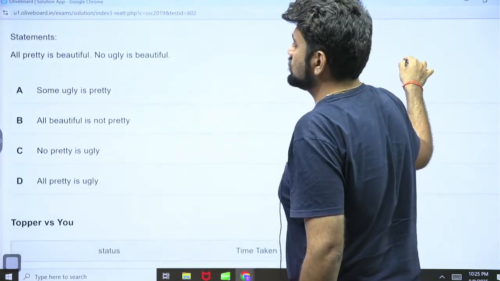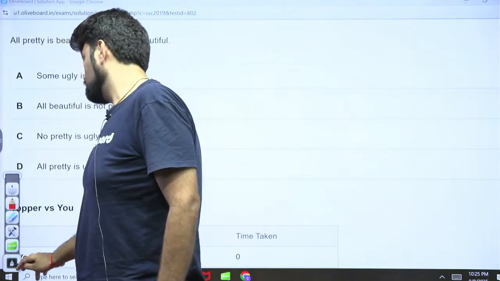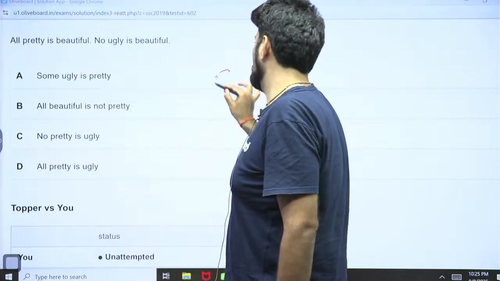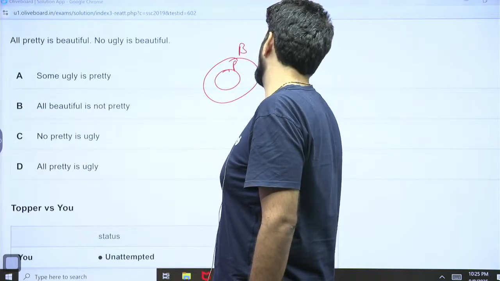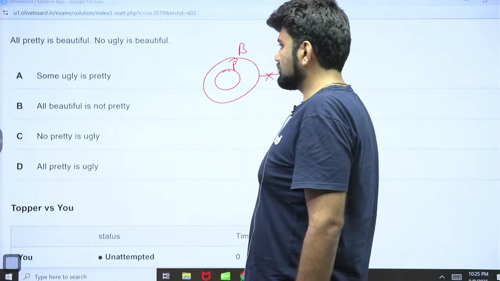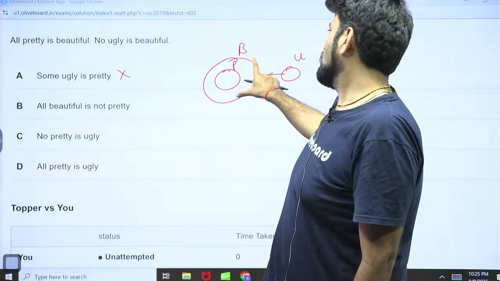Which is the correct conclusion which can be drawn? From the statements which are given to you, you need to check from the options which conclusions can be drawn. All pretty is beautiful. No ugly is beautiful. Some ugly is pretty. No, cannot be drawn. All beautiful is not pretty.